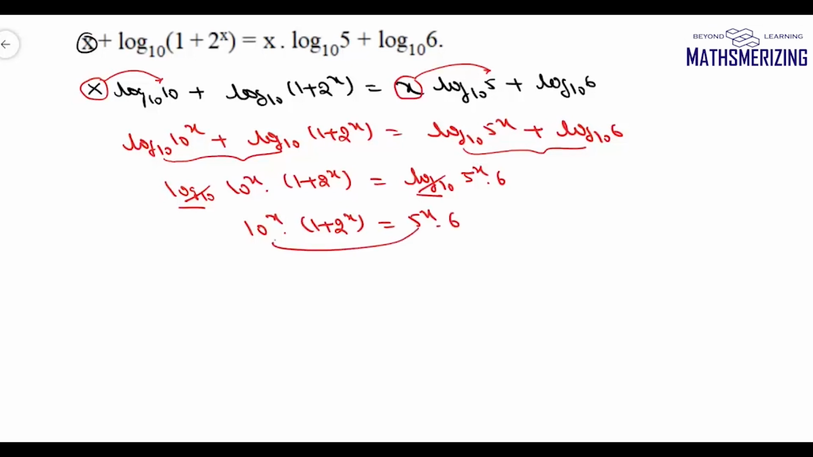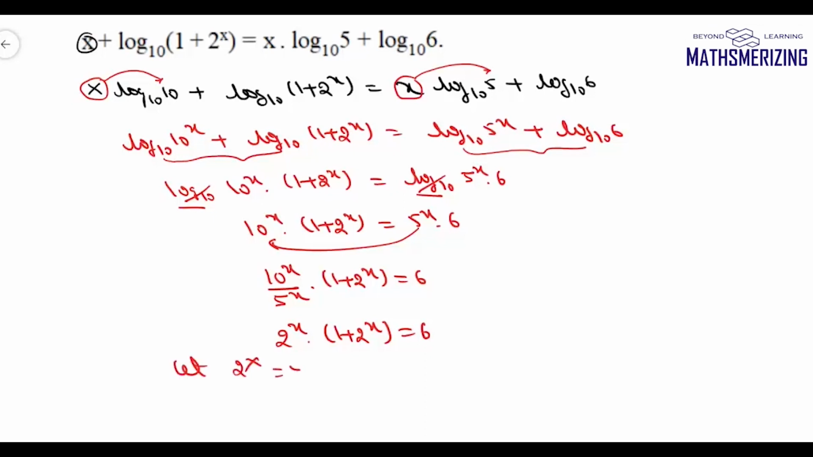Now I'll take this 5 on left hand side. So I can write it as 10 to the power x upon 5 to the power x into 1 plus 2 to the power x, and this is 6. This is 2 to the power x, 1 plus 2 to the power x is equal to 6. Now it's a quadratic equation in 2 to the power x. So I'll let 2 to the power x as y. So I can write it as y plus y square is equal to 6.